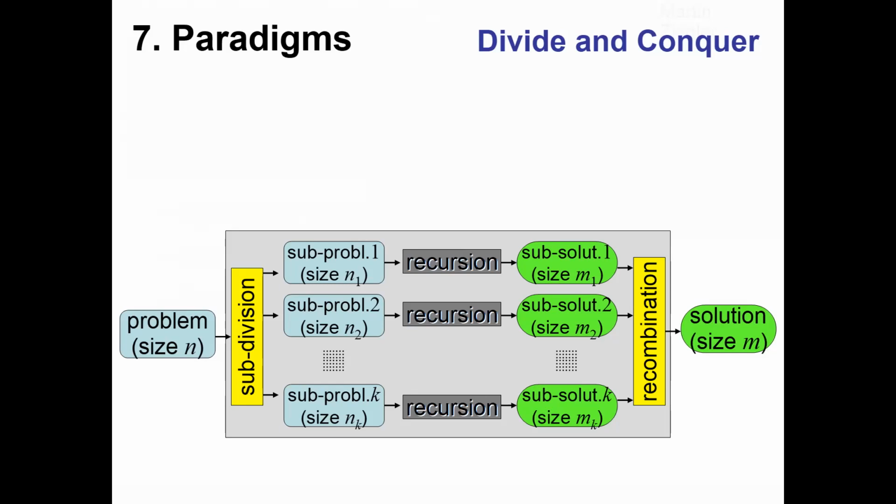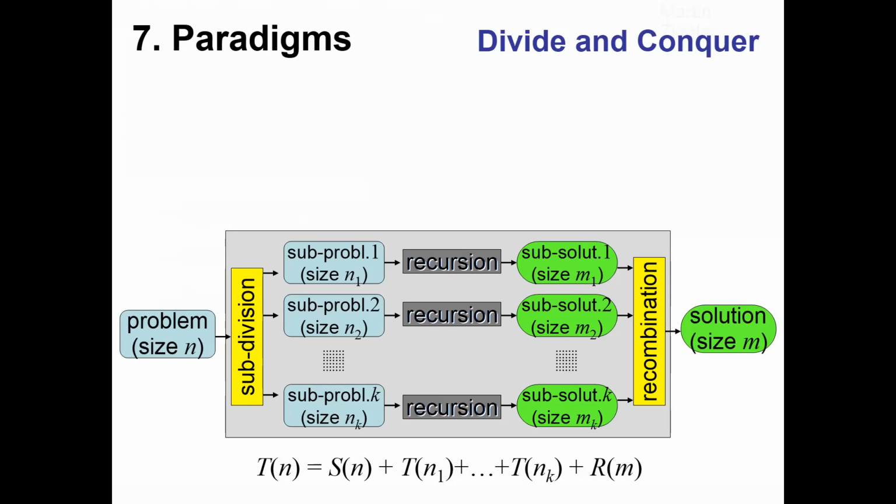So that's a general scheme of a divide and conquer algorithm. And this general scheme leads to a generic recurrence for the cost analysis of a divide and conquer algorithm, namely the cost of the algorithm on input n is composed from the cost of the subdivision phase, which in general may also depend on n, plus the cost of the individual recursive calls, depending on the different sizes, plus the cost of recombination.